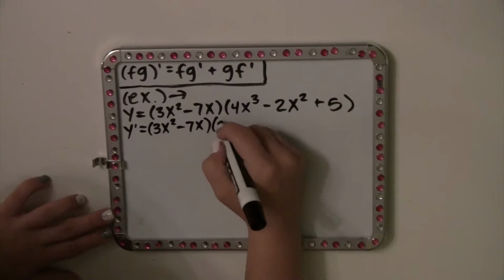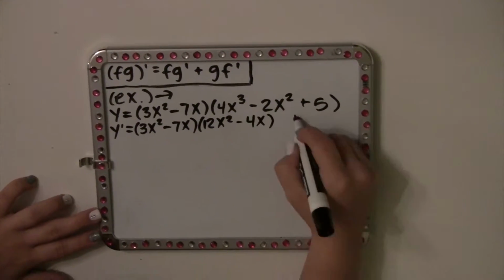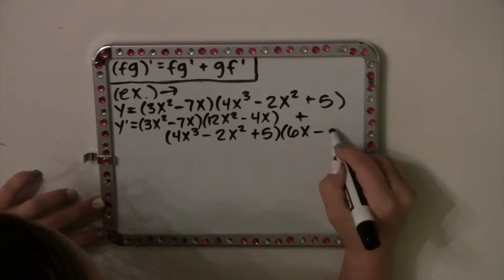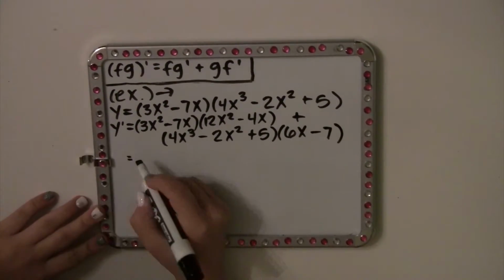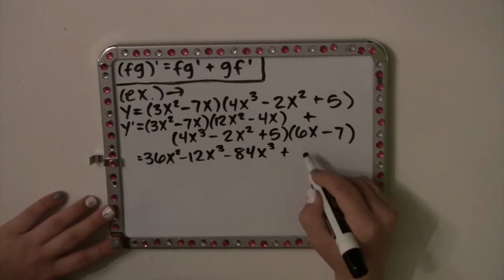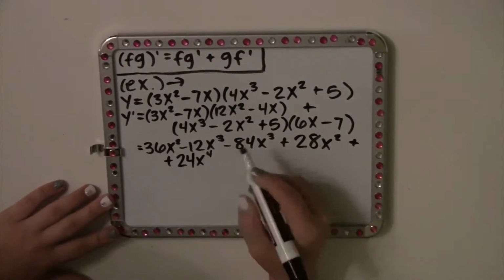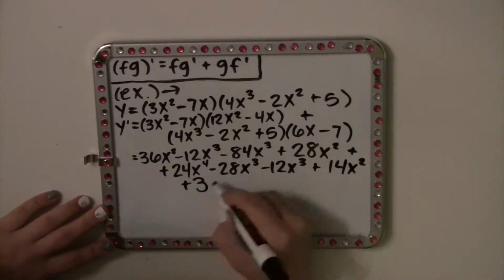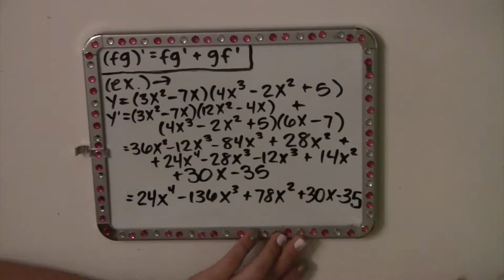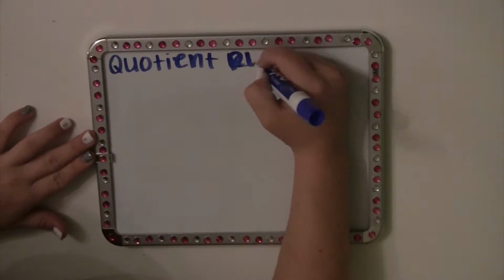If you have y equals 3x squared minus 7x times 4x cubed minus 2x squared plus 5, to find the derivative, take 3x squared minus 7x times 12x squared minus 4x, the derivative of the second, plus 4x cubed minus 2x squared plus 5 times 6x minus 7, the derivative of the first. Work it out to get the final answer of 24x to the 4th minus 136x cubed plus 78x squared plus 30x minus 35.